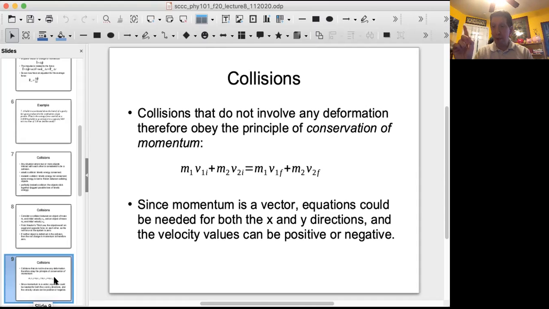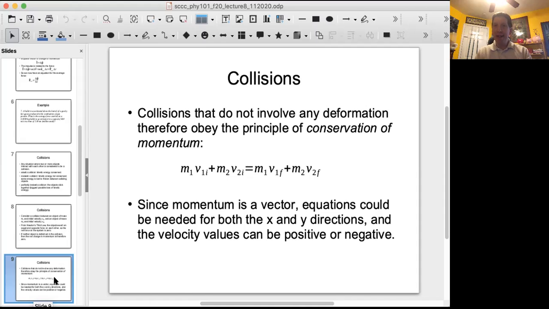With one important qualification: since momentum is a vector, equations can be needed for both the x and y directions. So if there are two dimensions involved in the collision, this becomes two sets of equations. Momentum in the x direction is conserved and momentum in the y direction is conserved. And if you need to go to all three dimensions, momentum in the z direction is conserved as well.